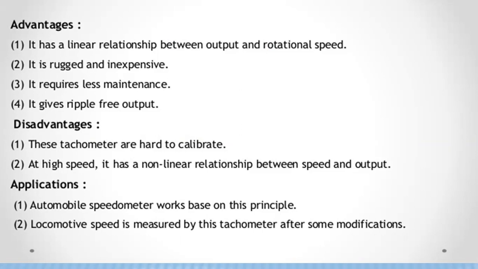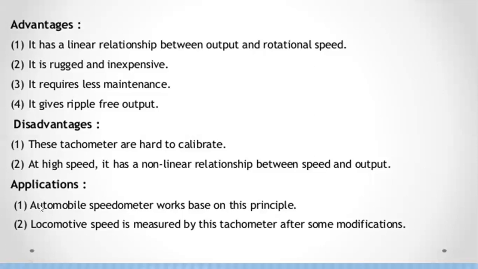It requires less maintenance. It gives ripple free output. So it needs very little maintenance, and it is a rugged and inexpensive material in electrical tachometers. It gives the ripple free output, so the output comes freely on these electrical tachometers. And disadvantages: these tachometers are hard to calibrate at high speed. It has a non-linear relationship between speed and output.